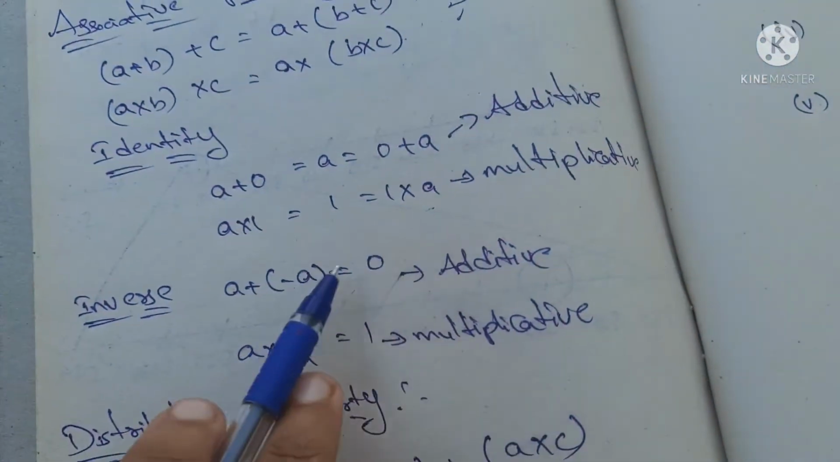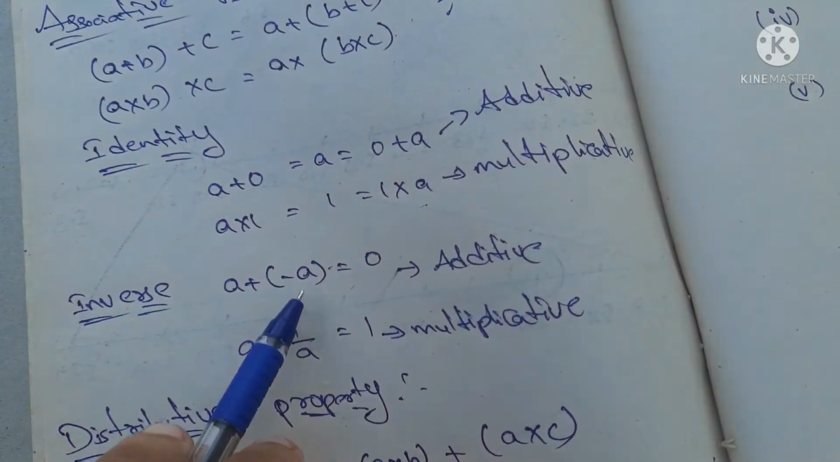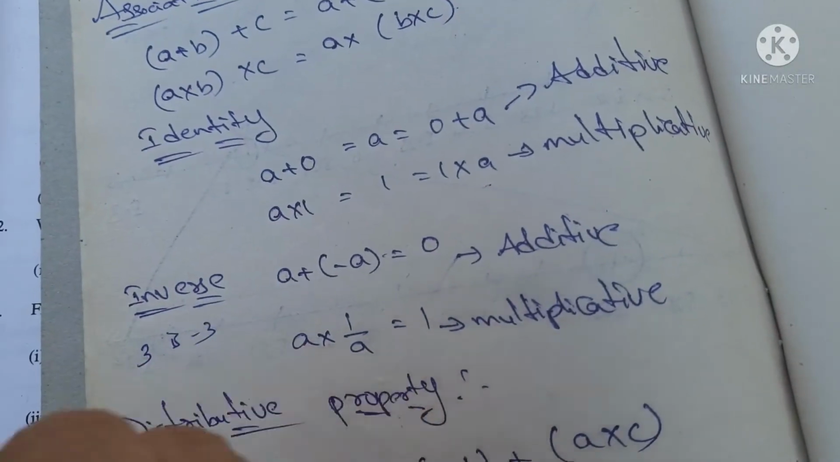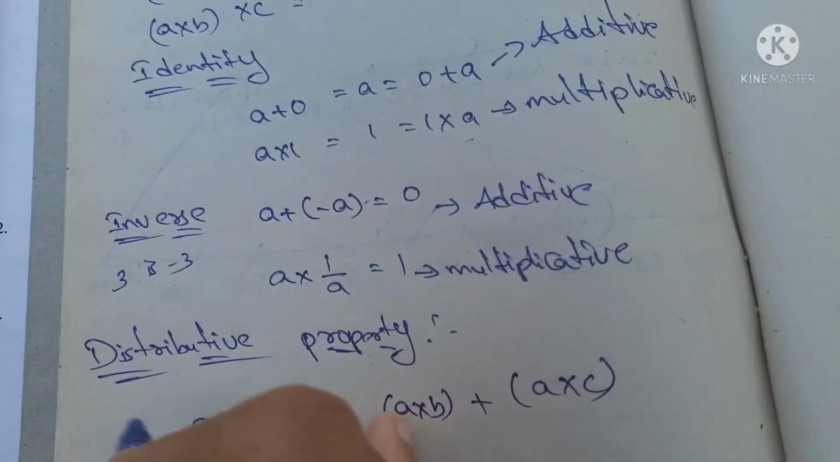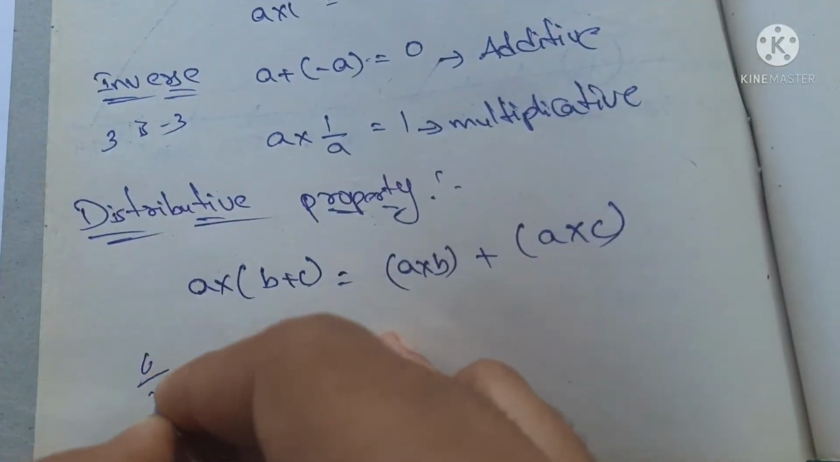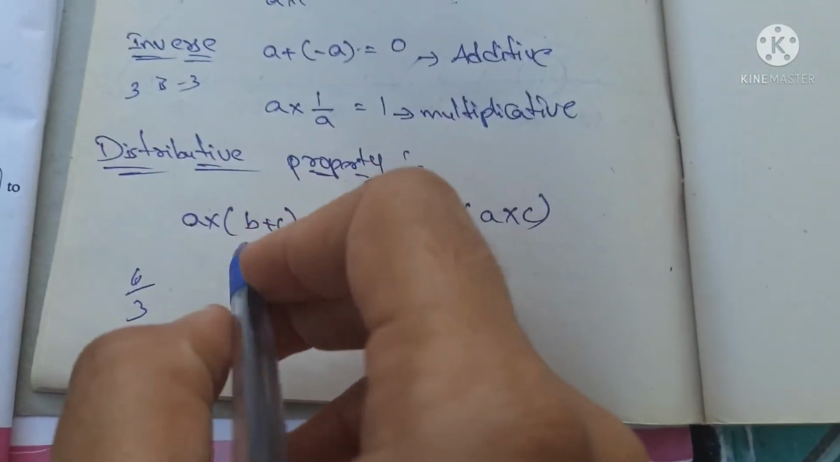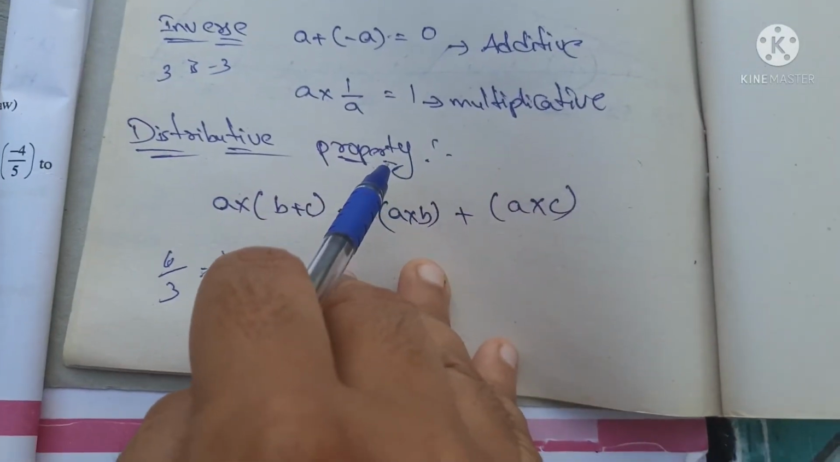Inverse, additive inverse and multiplicative inverse. Inverse of a is minus a. For example, inverse of 3 is minus 3. Okay, next, multiplicative inverse. Multiplicative inverse, in the sense, for example, 6 by 3. What is the multiplicative inverse of 6 by 3? Just the reciprocal, 3 by 6. Is it clear? So shall we start the class?